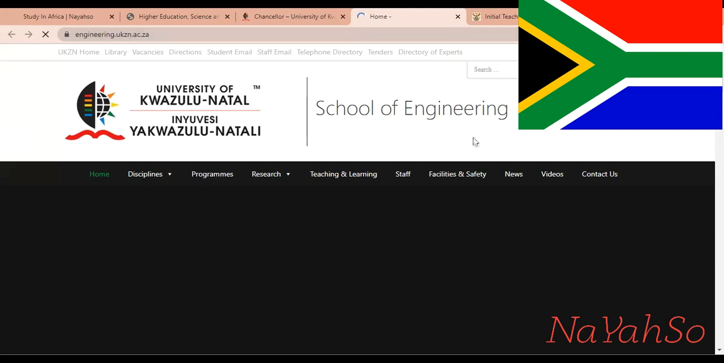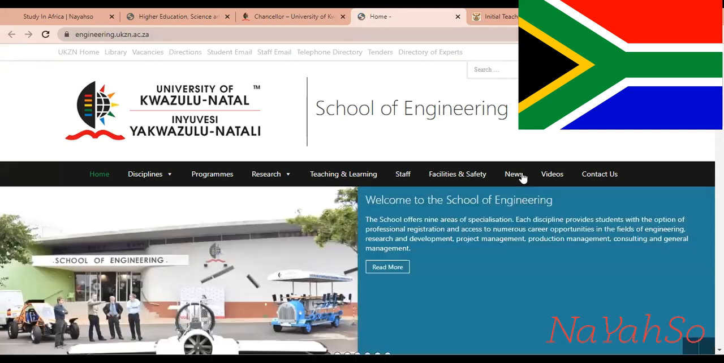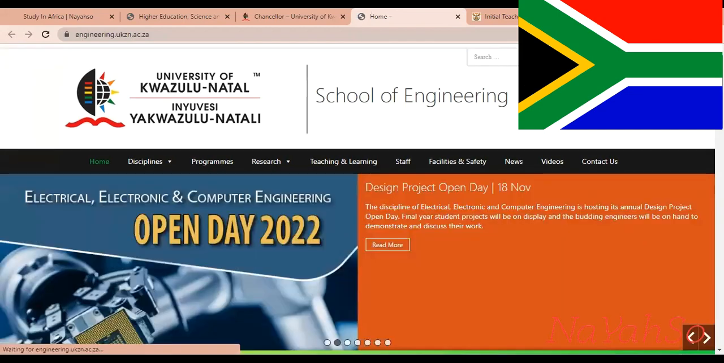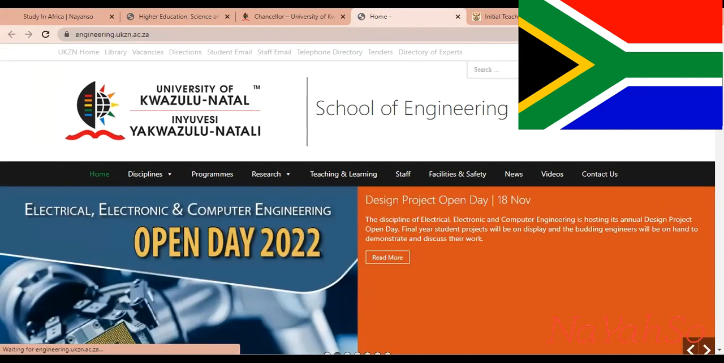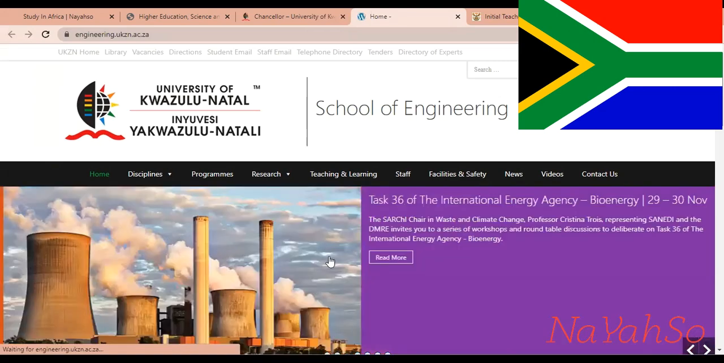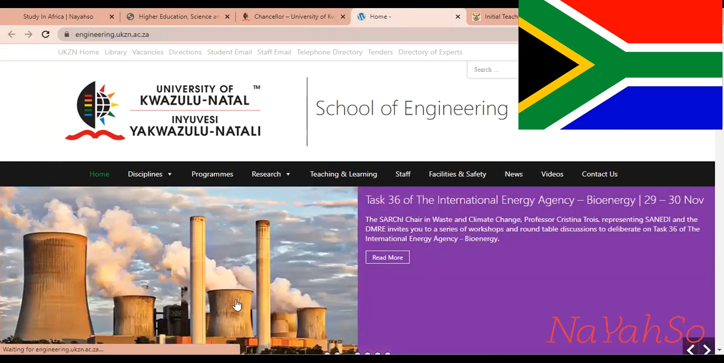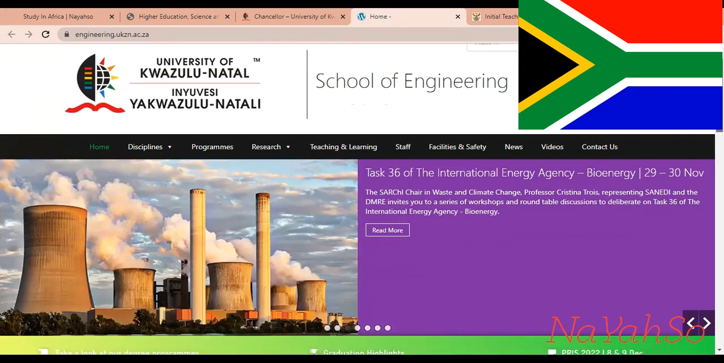engineering.ukzn.ac.za. So it has its own URL for the School of Engineering, and look at these things that they're making. So you want to study about engineering, technology, look at this. Energy, because being poised on the continent with abundance of sun, there's a lot of opportunities to learn more about natural energy resources, etc. Let's just go down and see what they have.